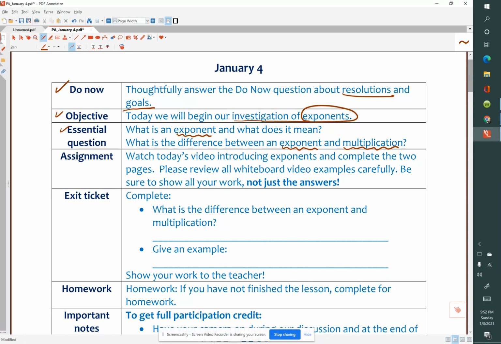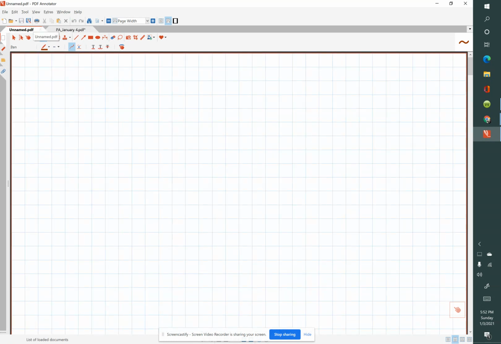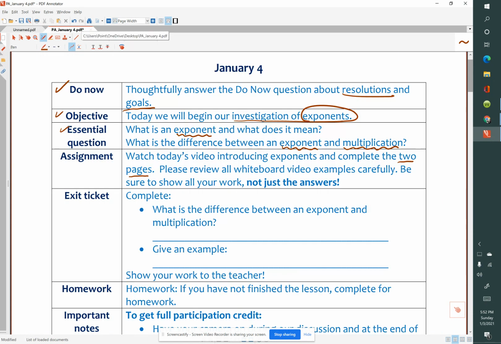Our assignment today, when we watch the video, will be to complete our 2 pages. You'll see those attached in a minute. Please review all of the whiteboard activity examples I will be doing. I'll do those on our digital whiteboard here. So please pay special attention to those. And remember, you're going to show all your work, not just the answers. So our exit ticket today will be to answer a question: what is the difference between an exponent and multiplication? And then we'll also give an example.